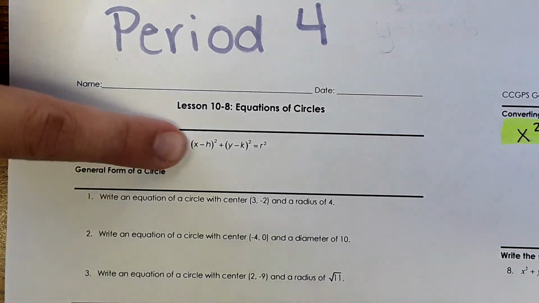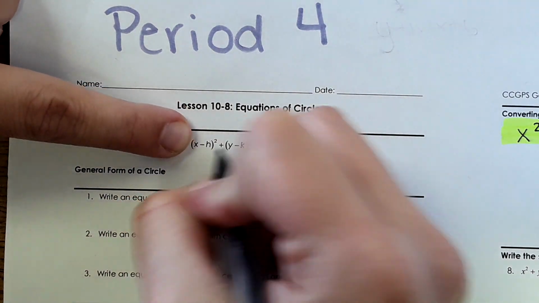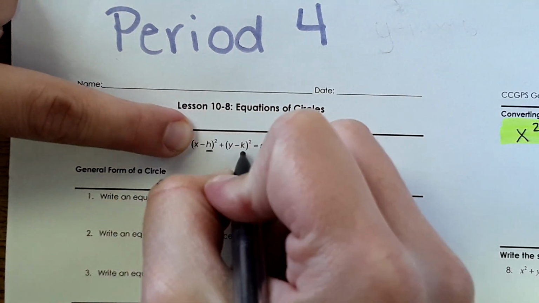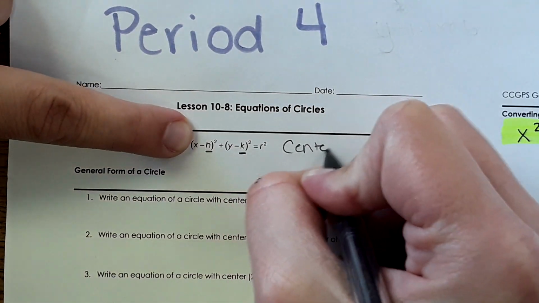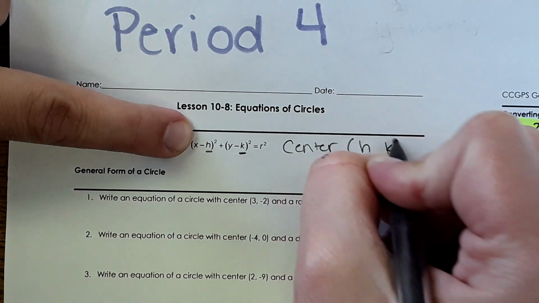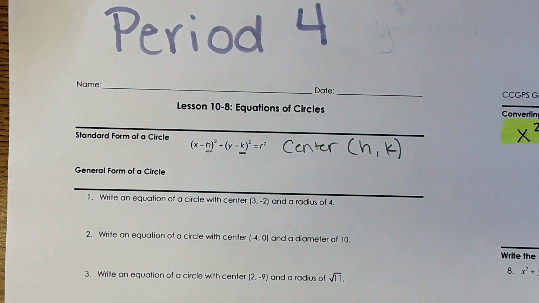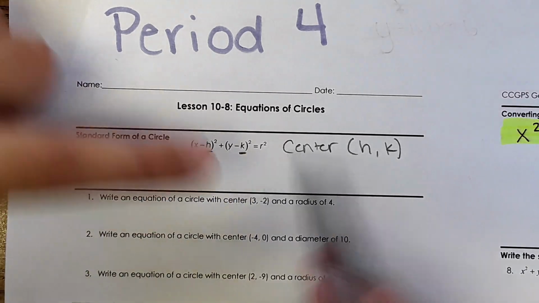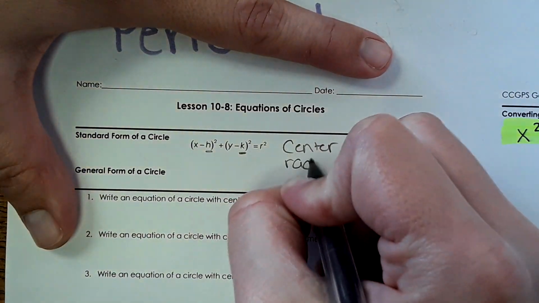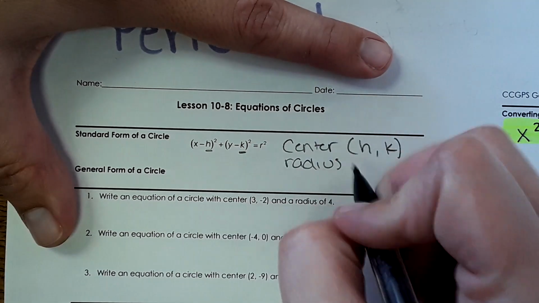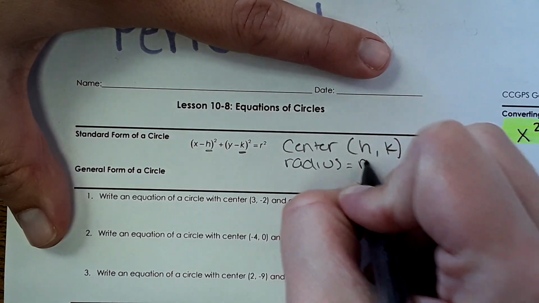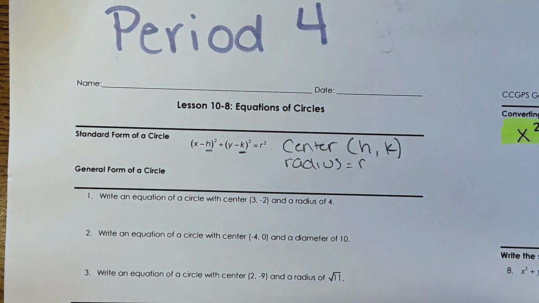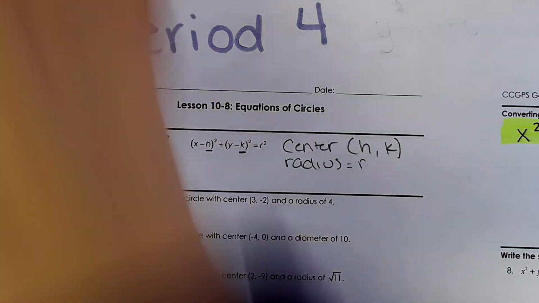In this standard form, a couple key parts. The center of the circle is (h, k), and those are the coordinates of the middle of the circle. And then r right here is the radius. In the equation, the radius is squared, so to find the radius, you would have to unsquare that number to find the size of the circle.